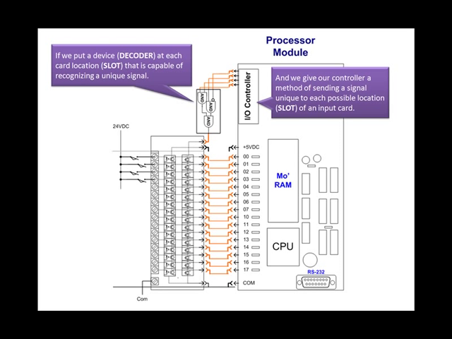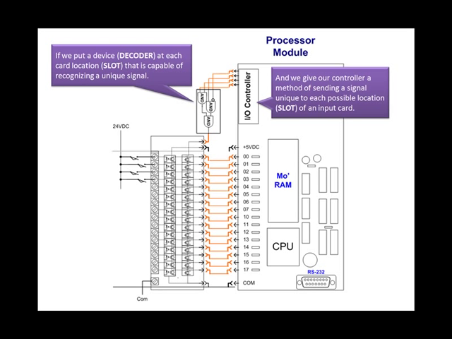If we put this decoder at each card location or slot, in other words, if we have more than one of these input circuit cards and all of them are attached to those 16 orange conductors that feed into the controller, and if we put a decoder at each card or slot location, and each decoder is designed to respond to a unique combination of high and low signals on the 4 conductors that are connected to all of the decoders, then each decoder is capable of recognizing a unique signal.